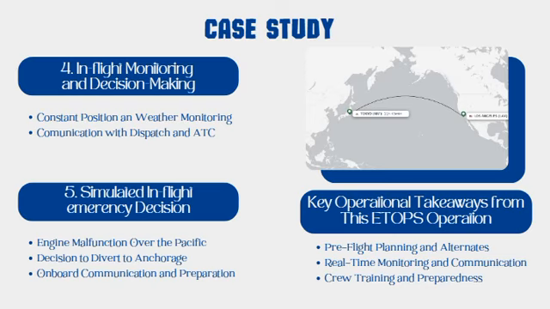Now, the in-flight monitoring and decision making. First, constant position and weather monitoring. Throughout the flight, the crew and dispatch center monitor the aircraft's position and update weather conditions at alternates. If a weather change makes an alternate airport unsuitable because of, for example, low visibility at Midway, the flight crew evaluates remaining alternates and adjusts the route if needed.